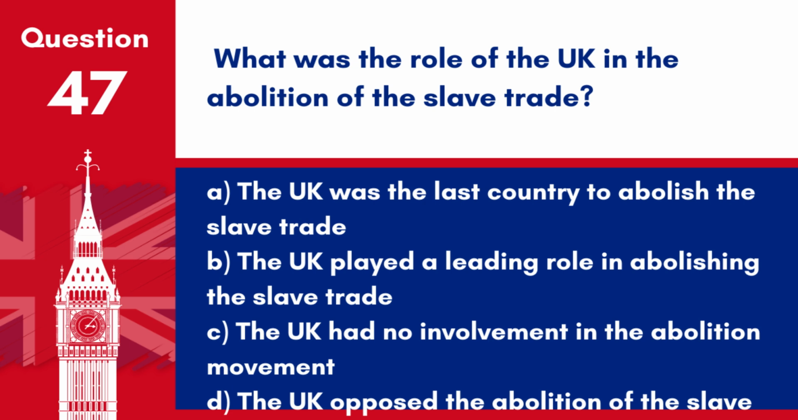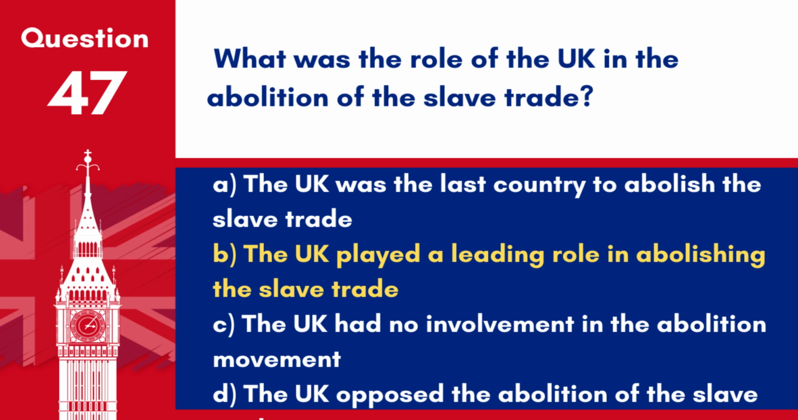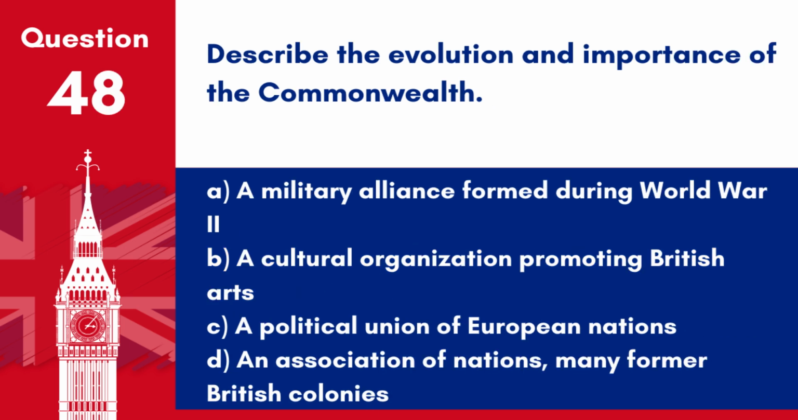Question 47. What was the role of the UK in the abolition of the slave trade? A. The UK was the last country to abolish the slave trade. B. The UK played a leading role in abolishing the slave trade. C. The UK had no involvement in the abolition movement. D. The UK opposed the abolition of the slave trade. Answer. B. The UK played a leading role in abolishing the slave trade. The UK was instrumental in the abolition of the slave trade, particularly with the Slave Trade Act of 1807.